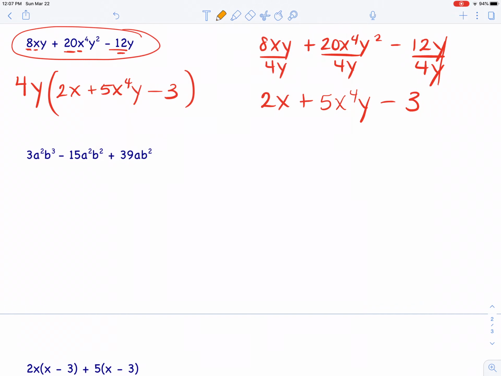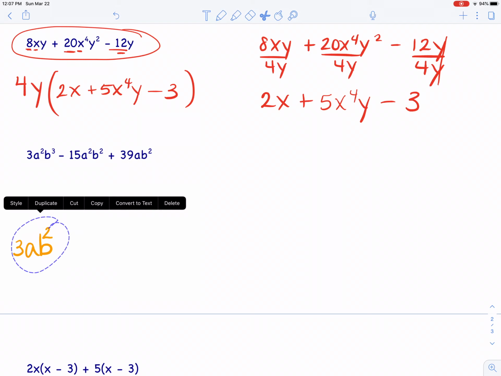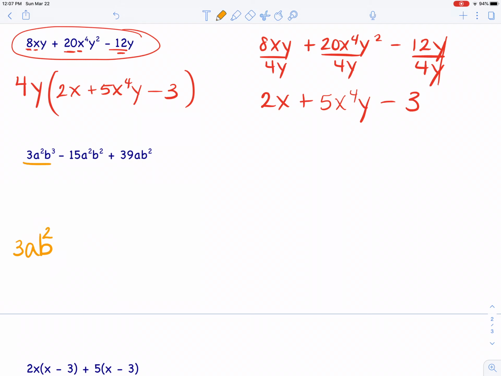The next one, again, 3 terms, so your GCF is going to still be a single term on the outside. 3 divides all the coefficients. They all have an a, but the smallest exponent is just a to the first. They all have a b, so b is going to be in the GCF. The lowest exponent of the b is squared. And then I'm going to take all 3 of the terms and divide it by the 3ab squared.